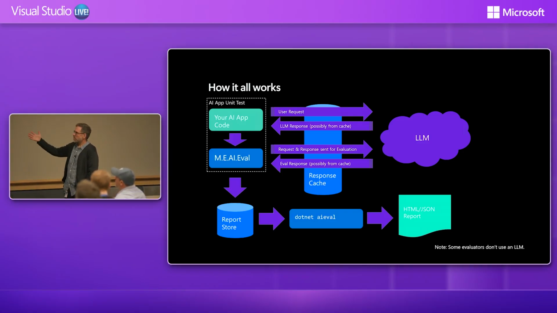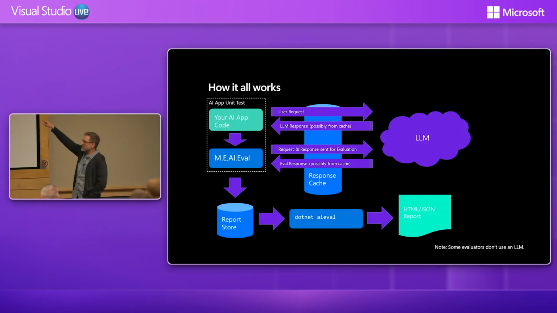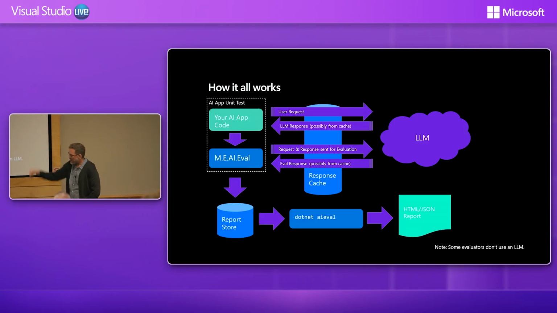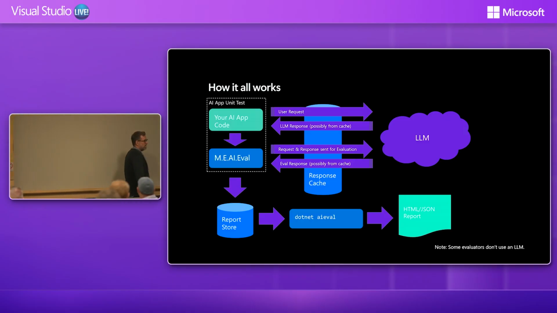And then it comes back. You could put everything into a response cache if you want, for that first set of arrows on the very top. Data comes back, the down arrow, put it into a report store so you can see what happened and whether you are going up or down as you tune your models. And then the .NET AI eval .NET tool can generate some reports so you can show your boss that AI is worth it. All right.